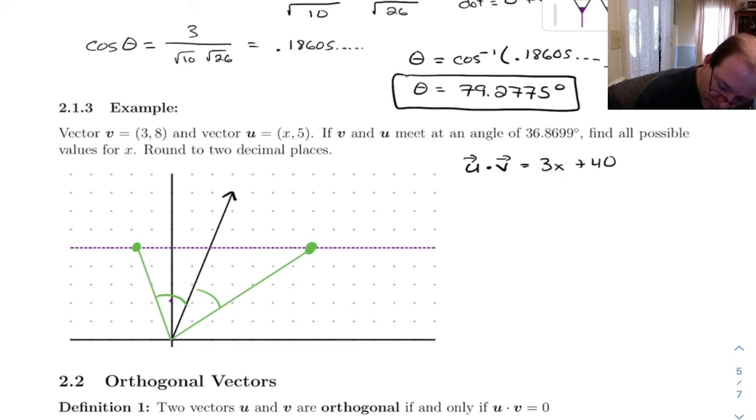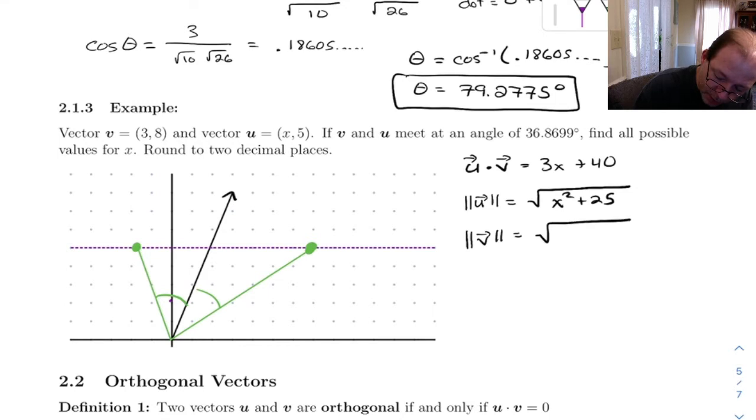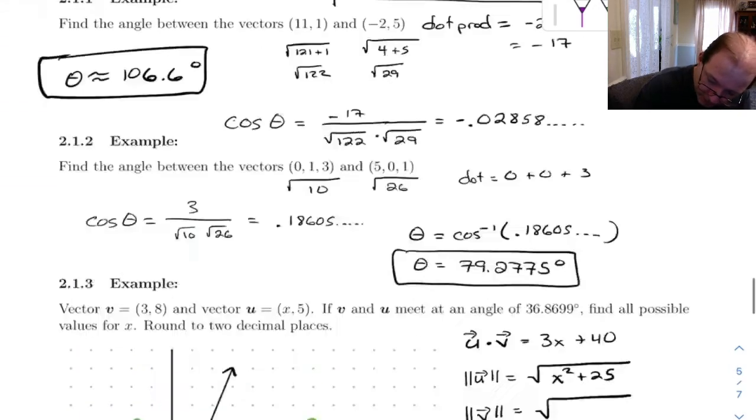The length of u is the square root of x squared plus 25. The length of v is the square root of 3 squared plus 8 squared. So that's 9 plus 64. So that's 73. So the square root of 73.